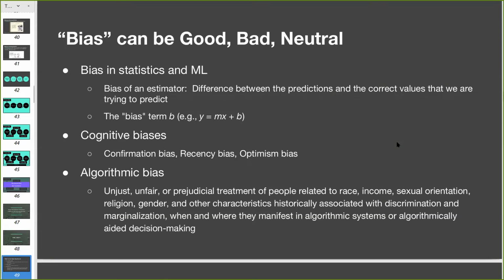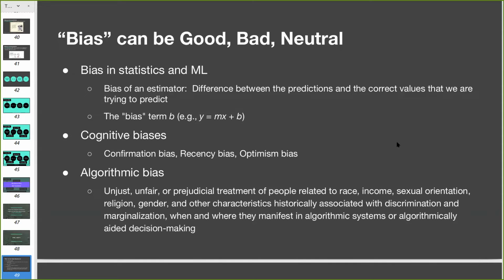Not always and not necessarily. So, bias in statistics and ML. When you have a simple ML model and estimator, bias could be the difference between the predictions and the correct values that we try to predict. So we have the bias term in the ML model. In that case it's not like bias is bad. What we're trying to do is model that component into our system.